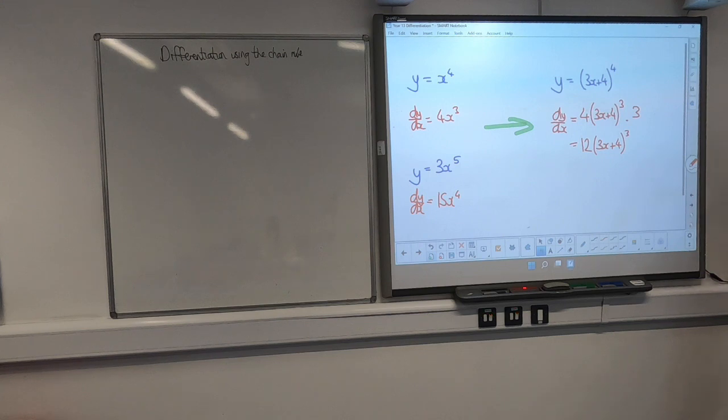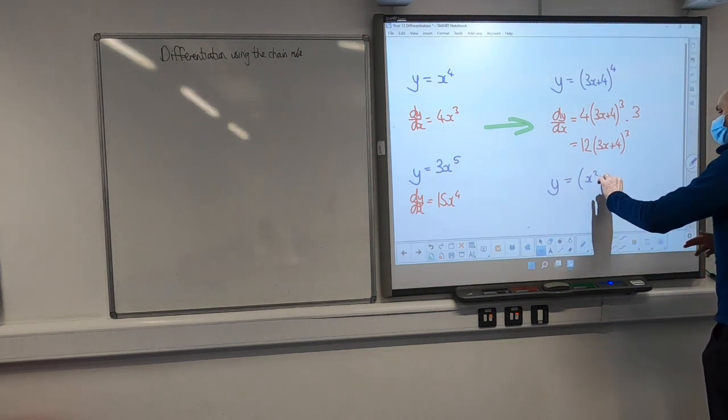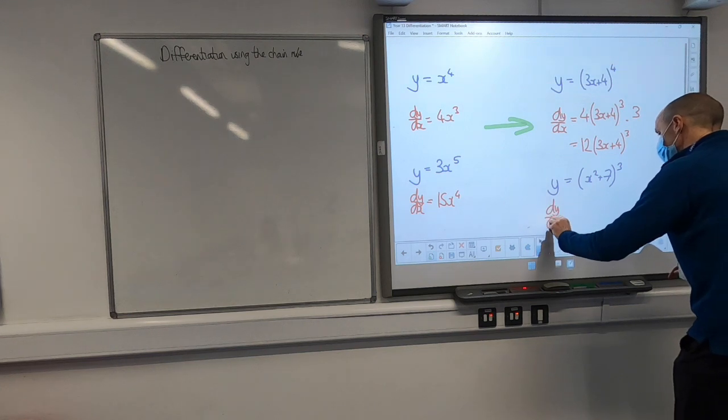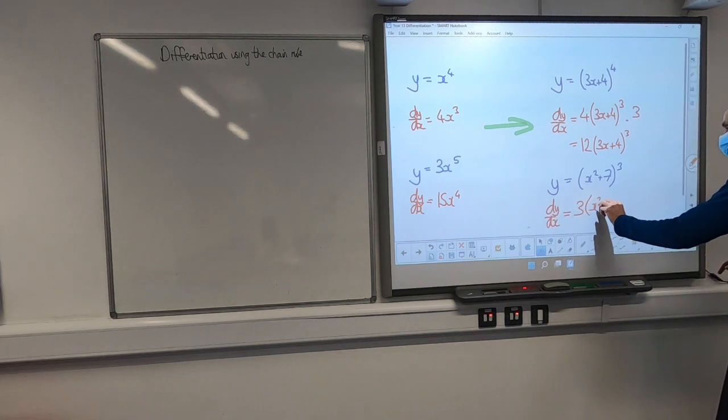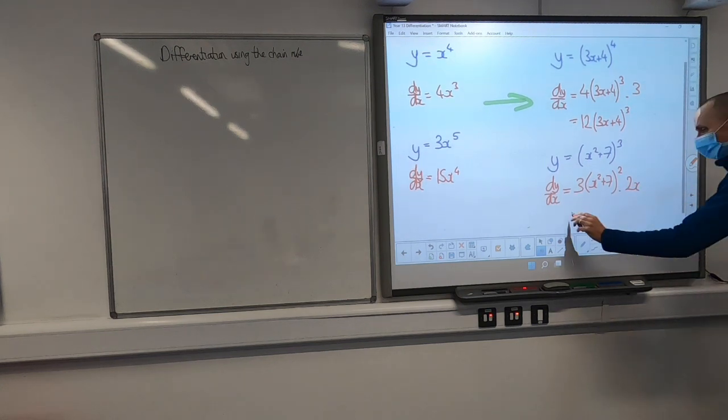Now I'll explain why that works in just a moment, but I think it's easy to get into the habit of doing that first. What about if this thing is a bit more complicated again? Multiply by the power, reduce the power by 1, but then multiply by what you get when you differentiate the thing. Which in this case, if I'd asked you to differentiate 2x plus 7, I'd hope you'd say, well, that's 2x. So my answer is 6x.